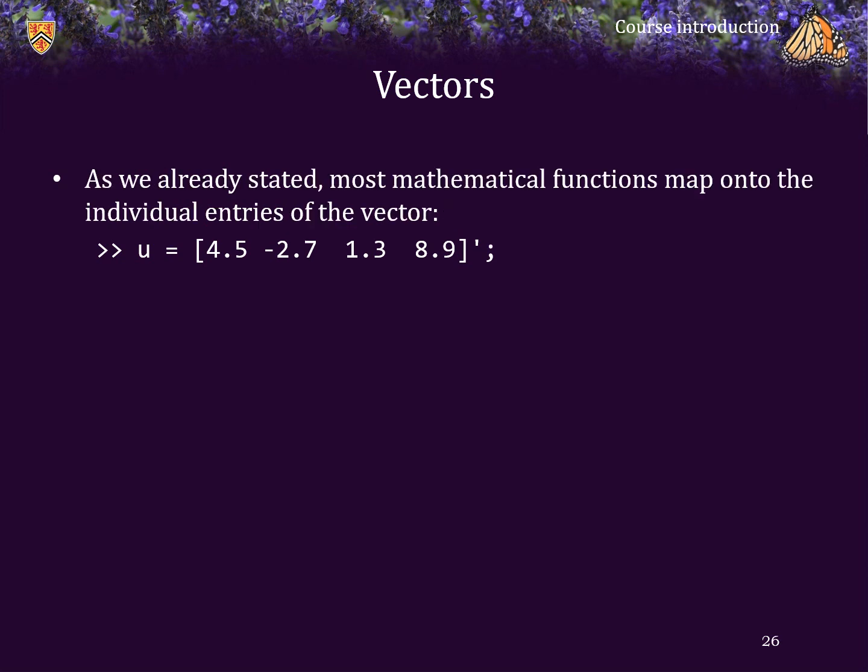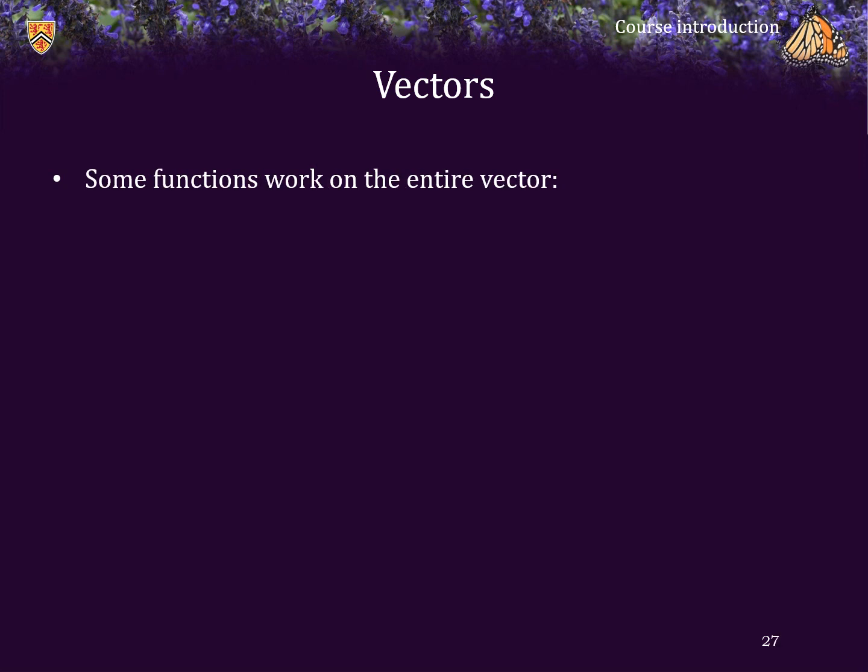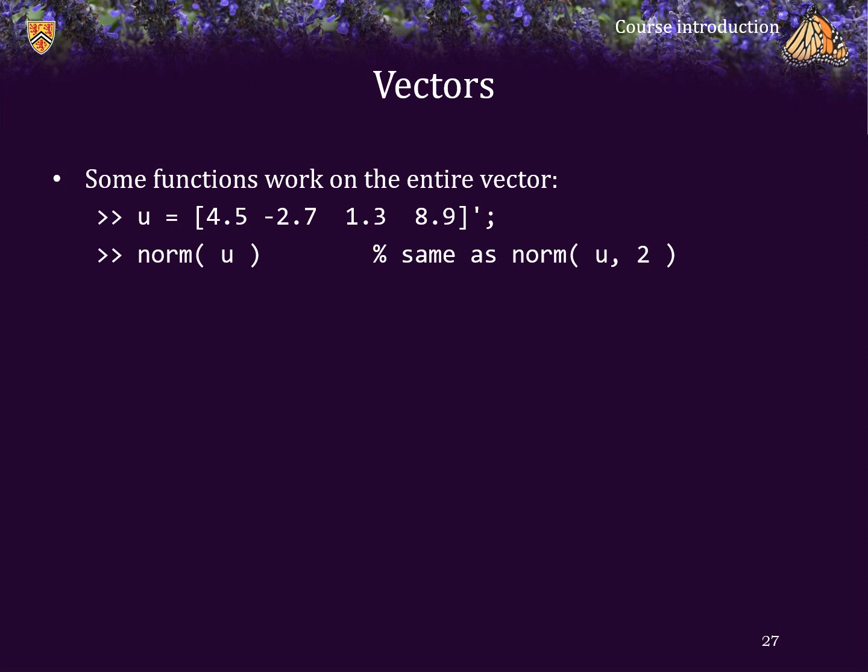Now, as we've already stated, most mathematical functions map onto the individual entries of the vector. Consequently, given this vector, the absolute value of this vector is simply the absolute value of each of the entries of that vector. On the other hand, some functions work on the entire vector. So, for example, here's our vector u. We can ask, what is the norm of u? Now, this is what you may have called the Euclidean norm, or the 2 norm, or perhaps the length of the vector. In any case, this calculates the square root of the sum of the squares of the entries. So, consequently, the 2 norm of this vector is 10.413.